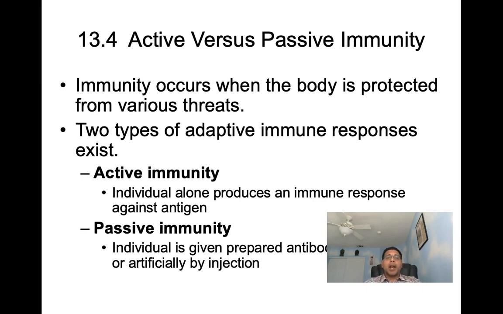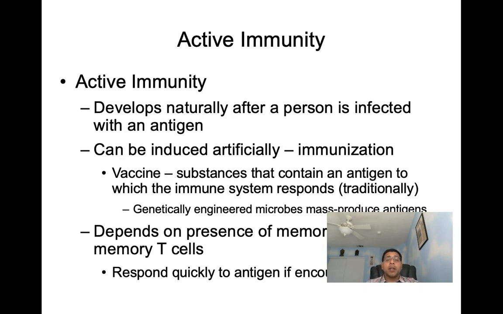Here we can check out active immunity in greater detail. We said it develops naturally after a person is infected with an antigen, or it can be induced artificially through immunizations, and it depends on the presence of memory B cells and memory T cells. We talked about vaccines, a substance that contains an antigen to which the immune system responds. They're genetically engineered microbes that mass produce antigens.